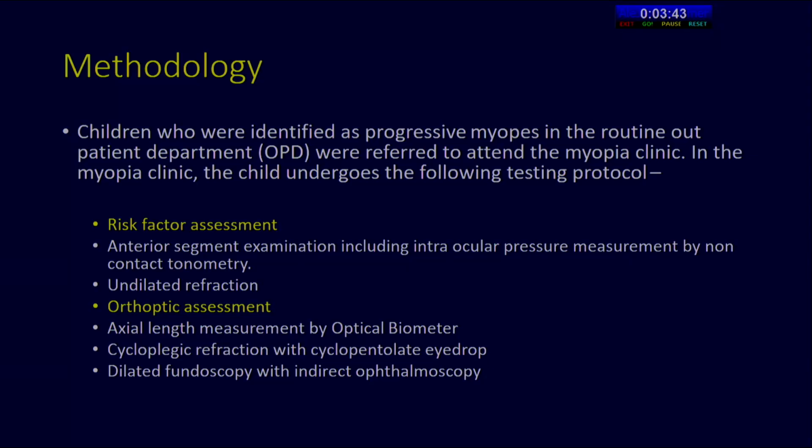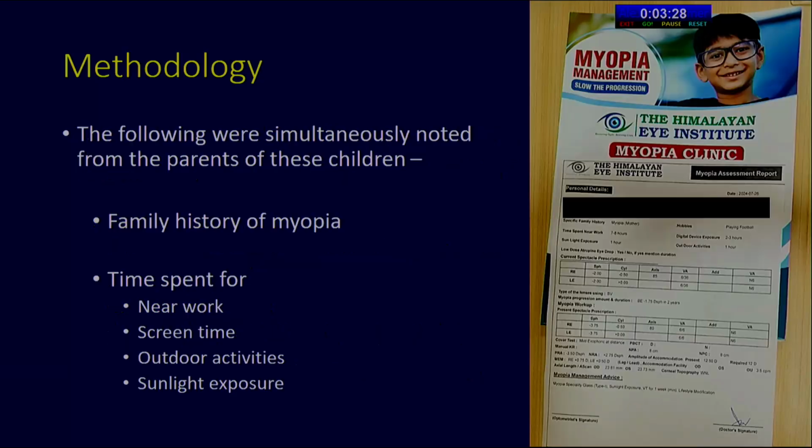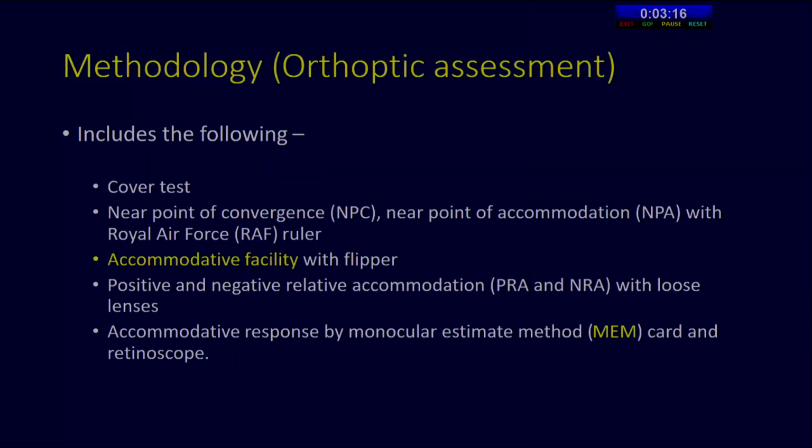Now, whatever is already done in our myopia clinic, the anterior segment examination, axial length measurement, cycloplegic refraction, dilated fundoscopy, along with this, we added 2 more factors. We did the risk factor assessment in the beginning, and we did an orthoptic assessment. So this was our questionnaire, this is the report which was made, and we saw whether family history was there or not, the time spent for near work, screen time, outdoor activities, and sunlight exposure.